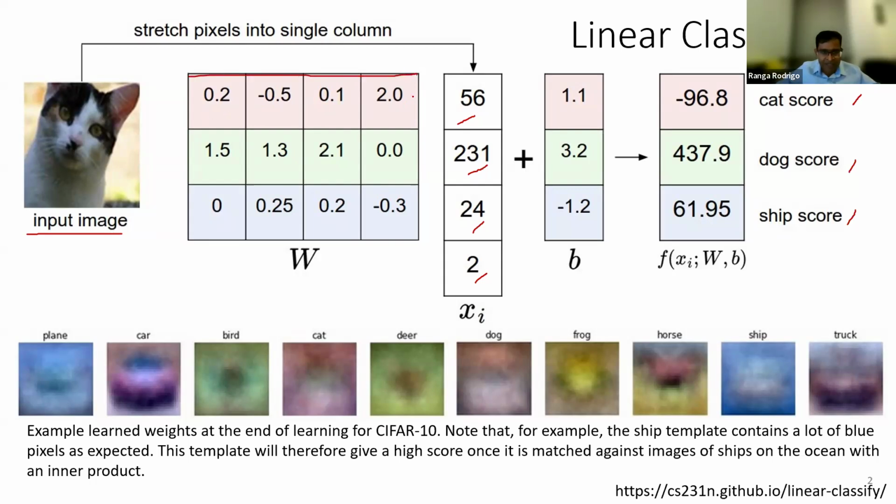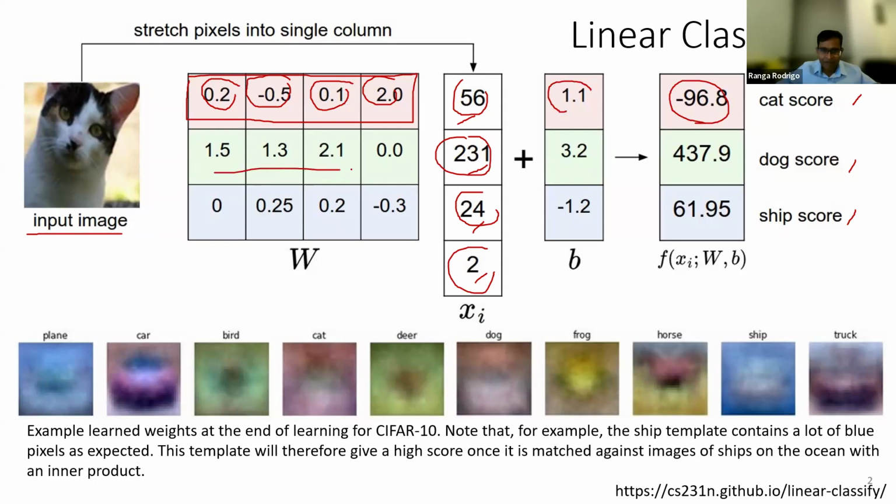This row represents the weights for the cat class. What you do is, with this number you multiply 56, with this number you multiply 231, with this number you multiply 24, and with this number you multiply 22. Then you add this so-called bias term, and you get the cat score. Similarly, you will get the dog score, and similarly the sheep score. Right now, as it stands, you will call it a dog. Why? The dog score is the highest.